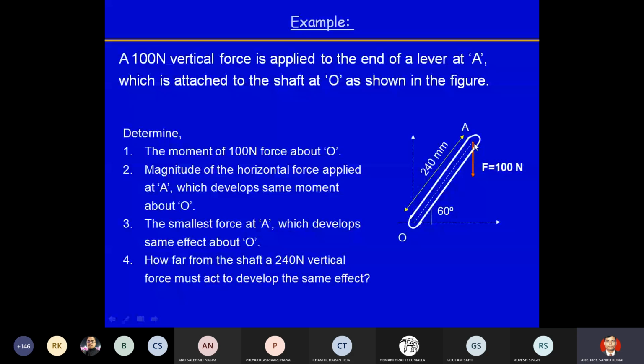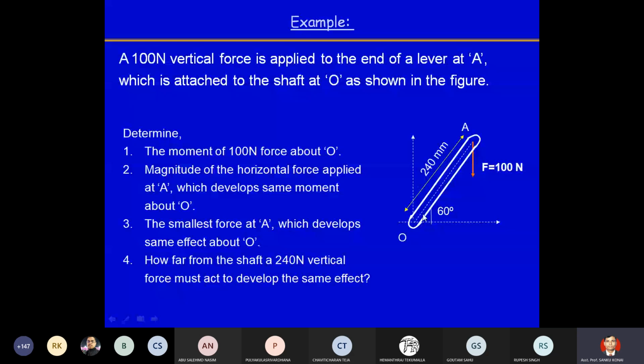Another is how far from the shaft a 240 Newton vertical force must act to develop the same effect. So we know the amount of moment here. Now let's say there is another force vertically downward, a 240 Newton force. From this point O, we are considering that this 240 Newton force is applied at distance D. Now we know the total moment.